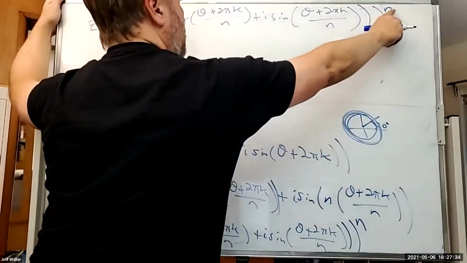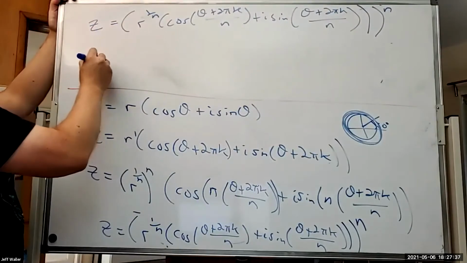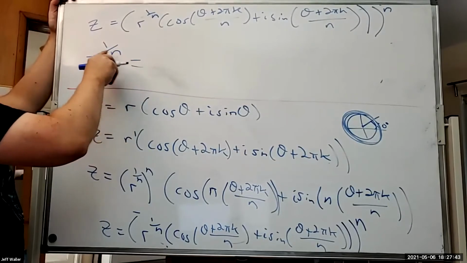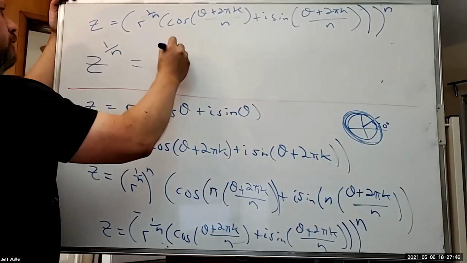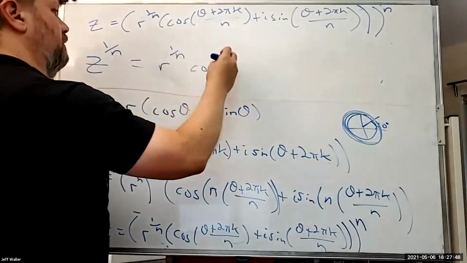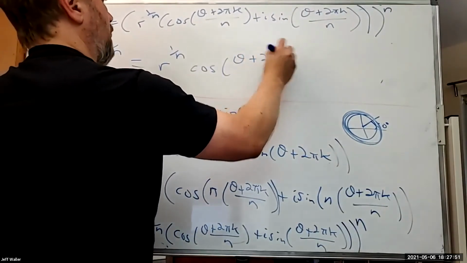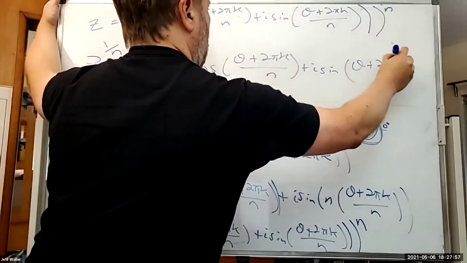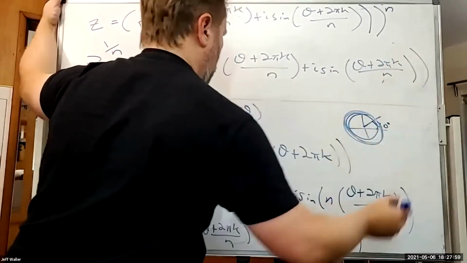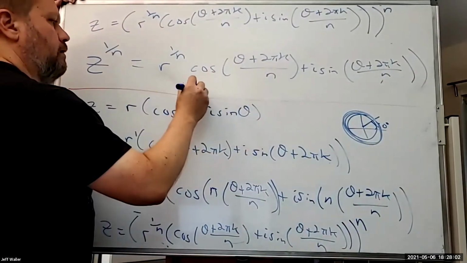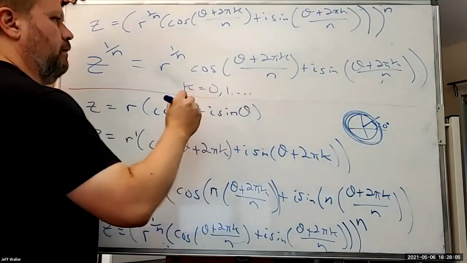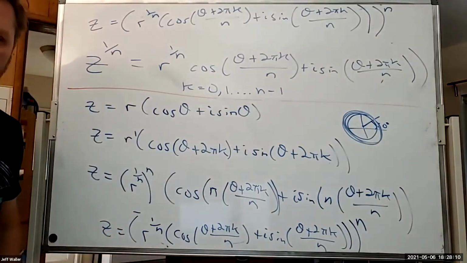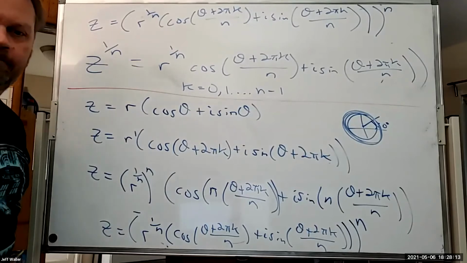Can't I take the 1/n power of both sides? So a complex number to the 1/n, the nth root of a complex number, equals r to the 1/n times cosine of theta plus 2 pi k over n plus i sine of theta plus 2 pi k over n, where k equals 0, 1, up to n minus 1. Is that right? Why did you forget that easy thing? I have no idea. I believe that's right.